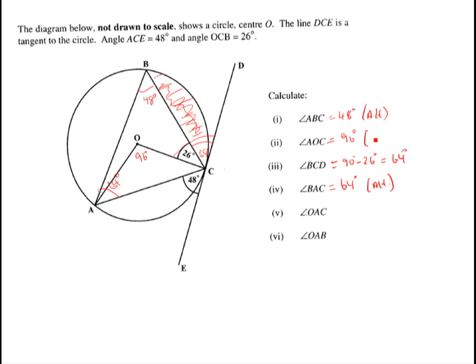This one here was angle at center, twice angle at circumference. And this was what? Radius meets tangent at 90 degrees. They're perpendicular. And now OAC, from O to A to C.